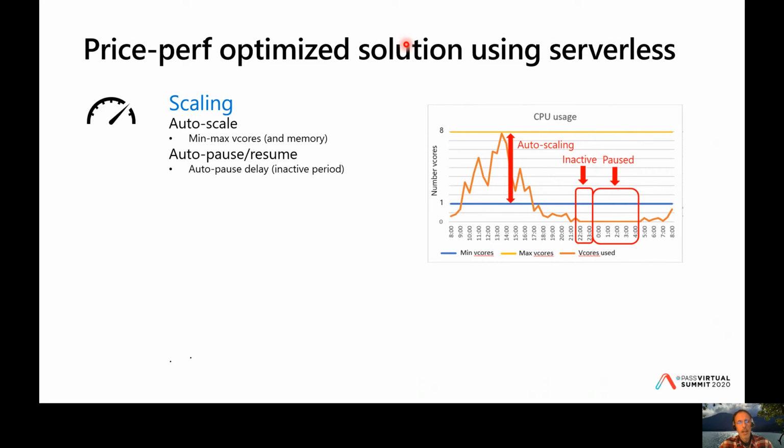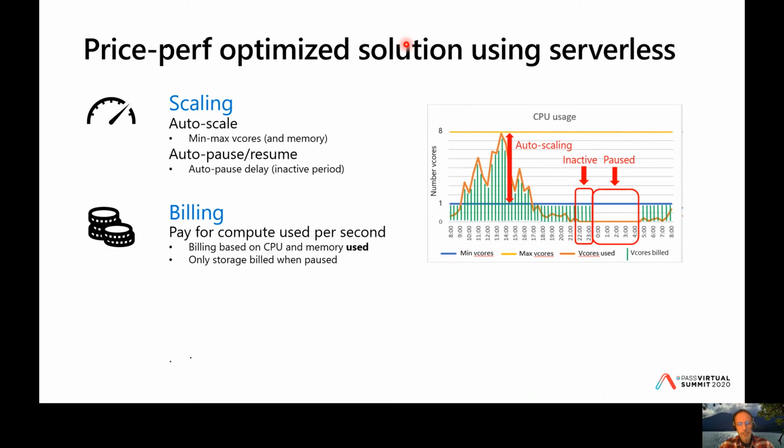The second scaling capability in serverless is automatic pause and resume. So here, if the database is idle for a sufficiently long period of time, called the auto pause delay, which is configurable by the customer, then the service will automatically pause the database, and the database will remain in a paused state until workload activity returns, at which point the database is automatically resumed.